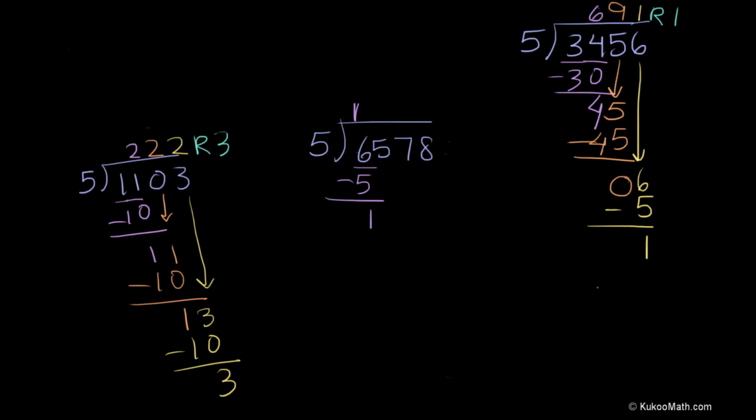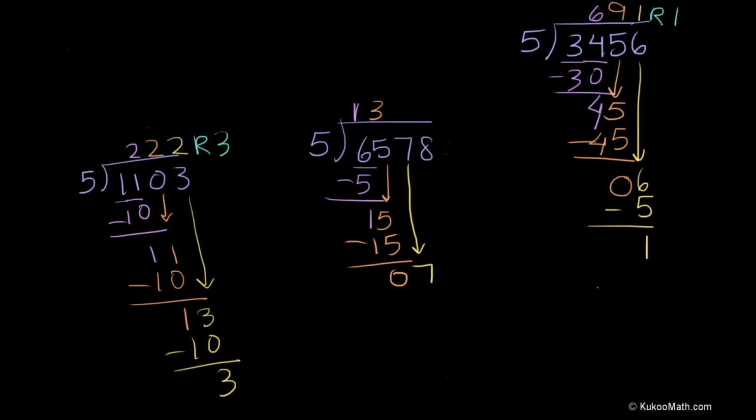Then we bring down the next digit, which is 5. Now we have 15 divided by 5. That works out perfectly, because 15 divided by 5 is equal to 3. 3 times 5 is 15, and we subtract and get 0. Then we bring down the 7.